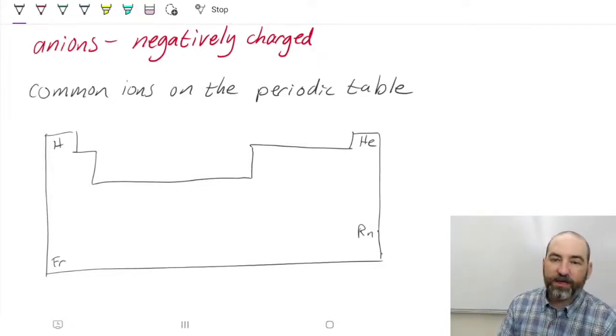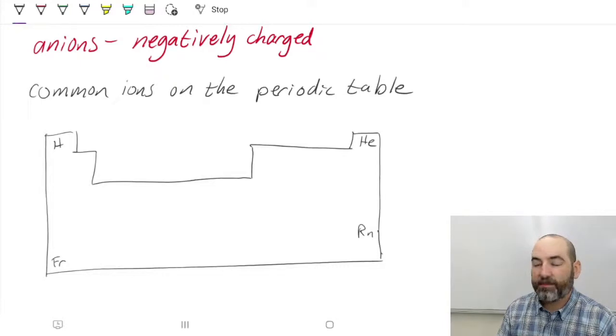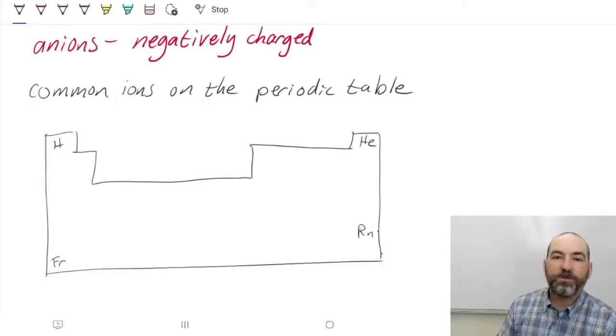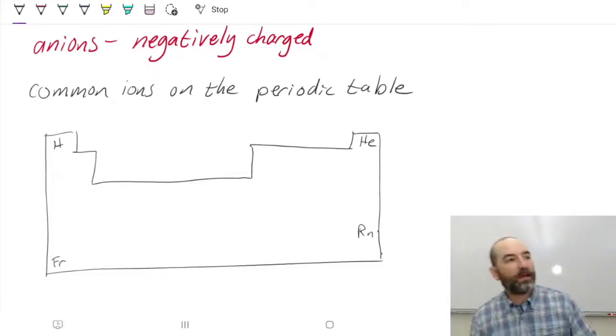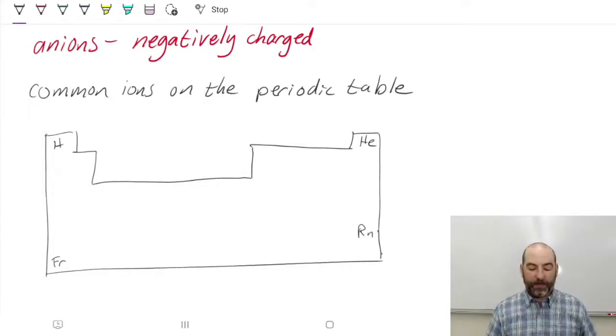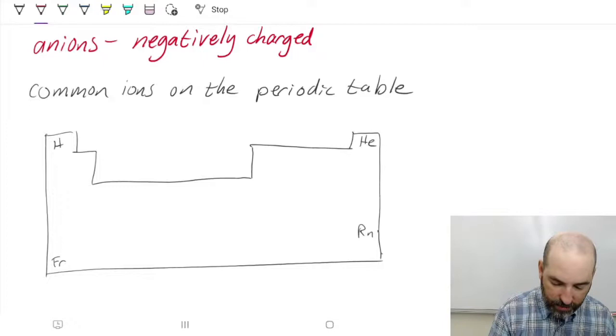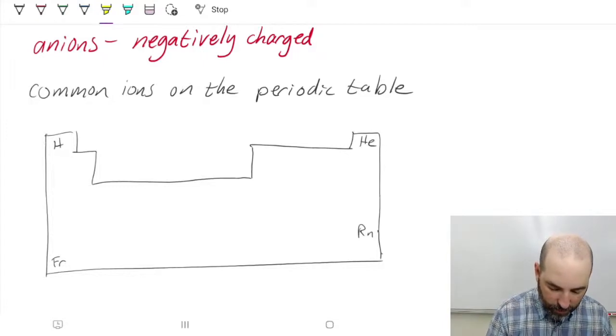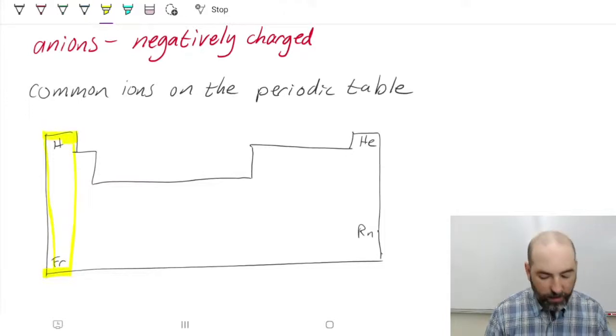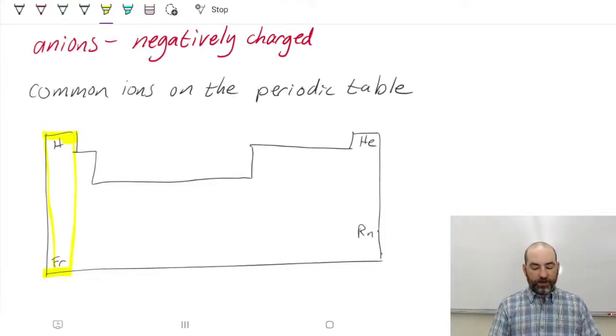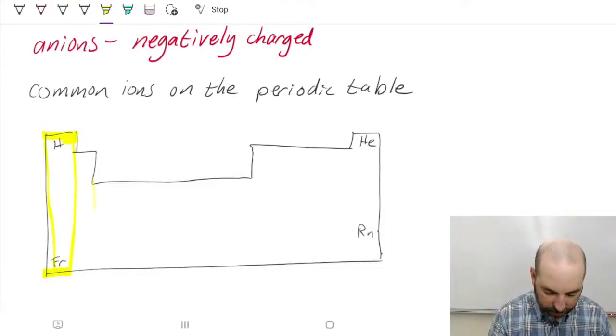So it turns out that depending on where an atom is in the periodic table, sometimes you can predict what kind of ion it likes to make, and sometimes you can't. So the ones where you can, I'm going to highlight here. So first we've got the first column and the second column.